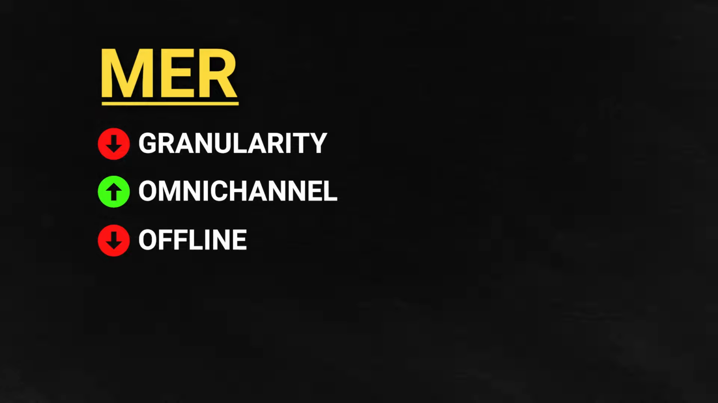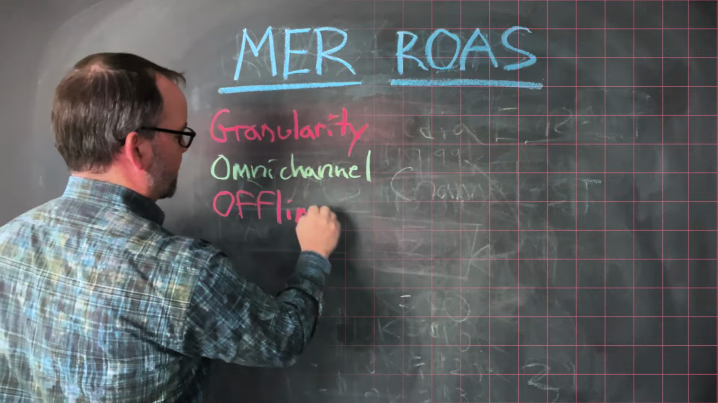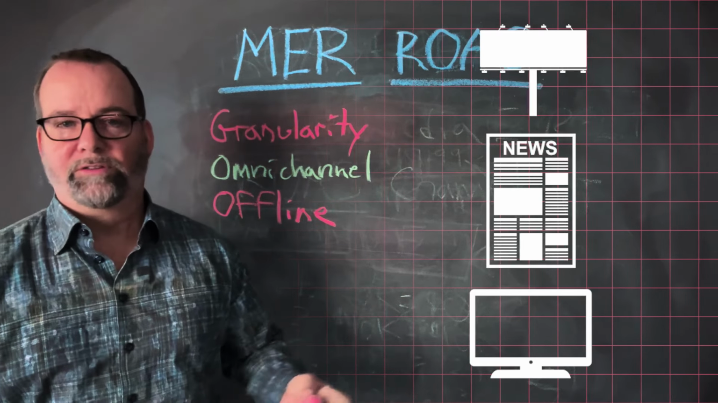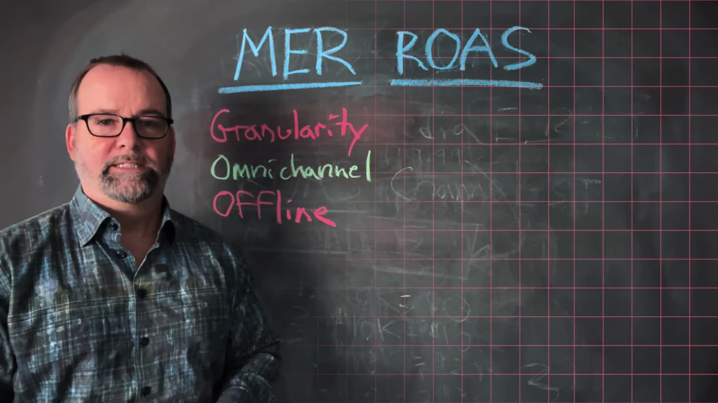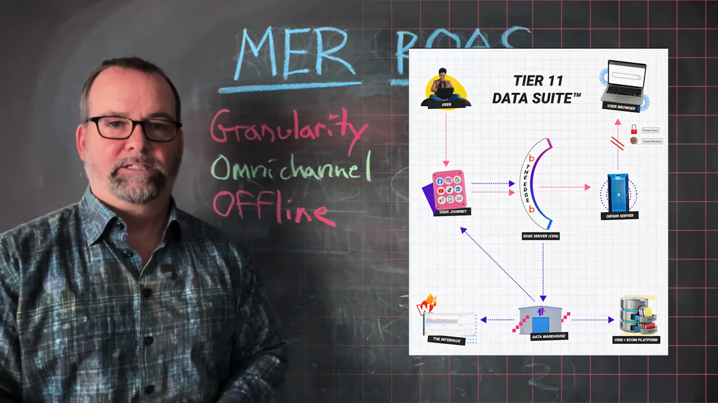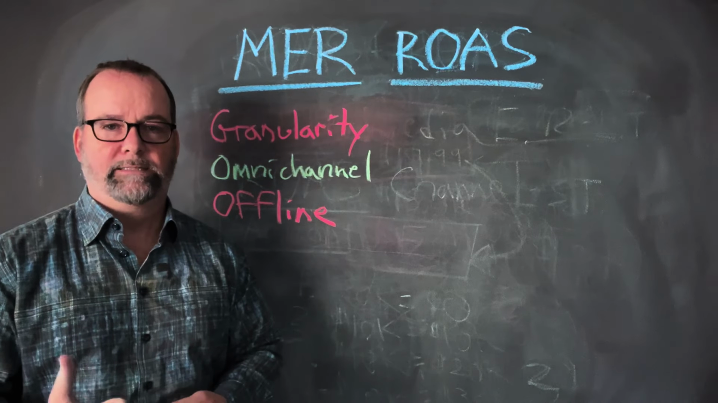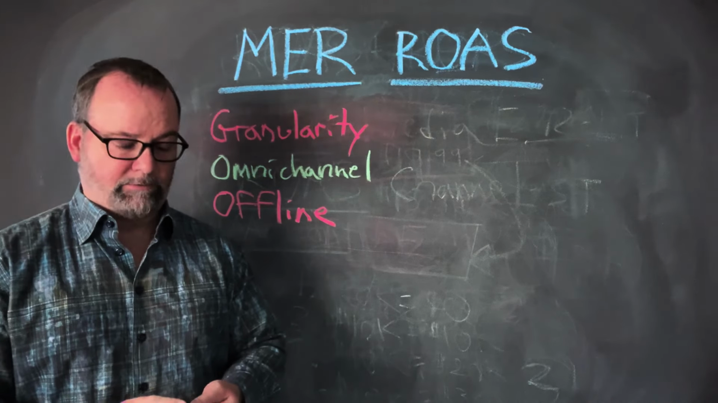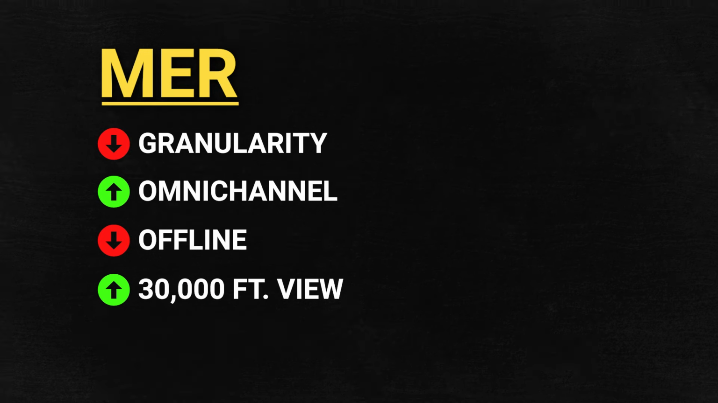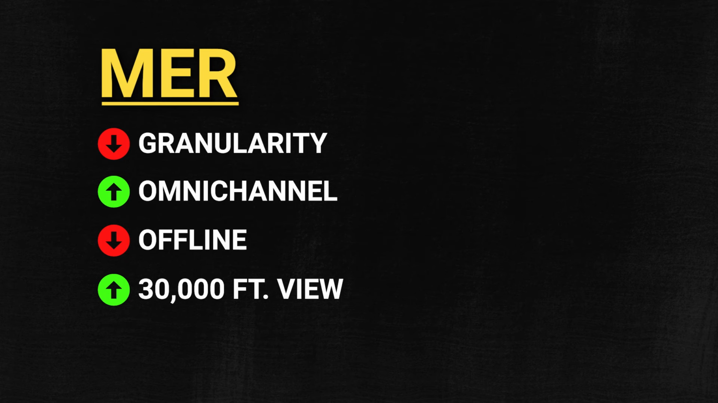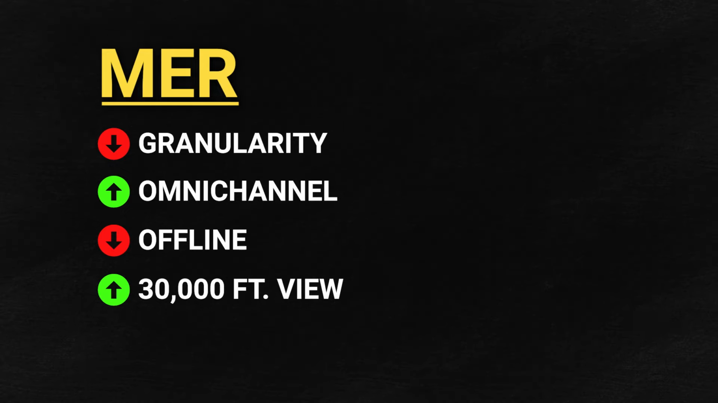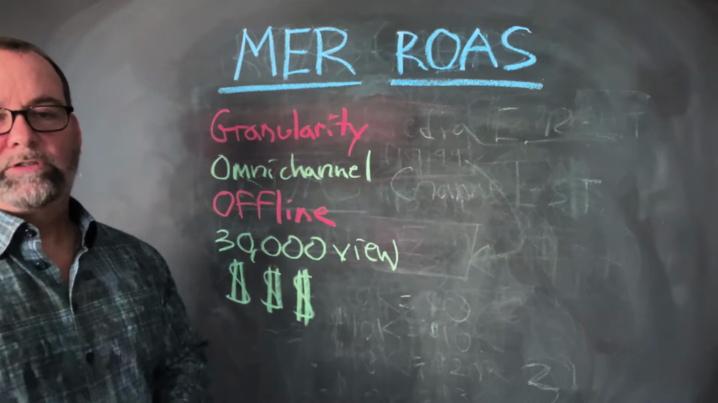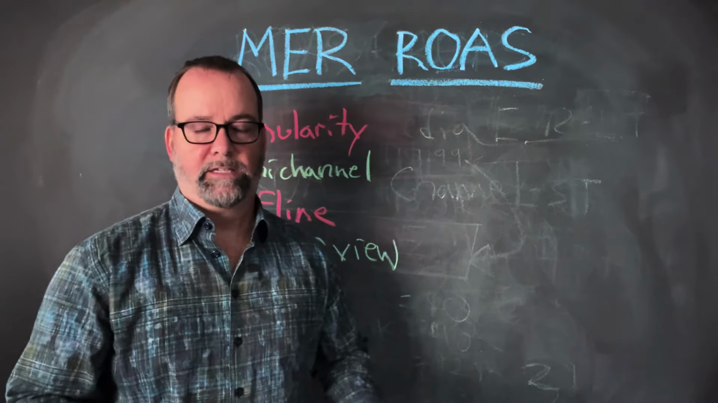It's like offline conversions or offline marketing efforts like billboards, newspaper ads, television ads to a certain degree, although they can be measured, especially through OTT, in a lot of the ways which a Tier 11 Data Suite does. You can capture a lot of that data. The point is that for real true offline, MER isn't going to be able to capture that. However, the flip side is that it's going to give you that 30,000 foot view, and it allows you to really understand the dollars coming into your business and the dollars going out, especially if you have a hefty marketing budget and a hefty media budget.